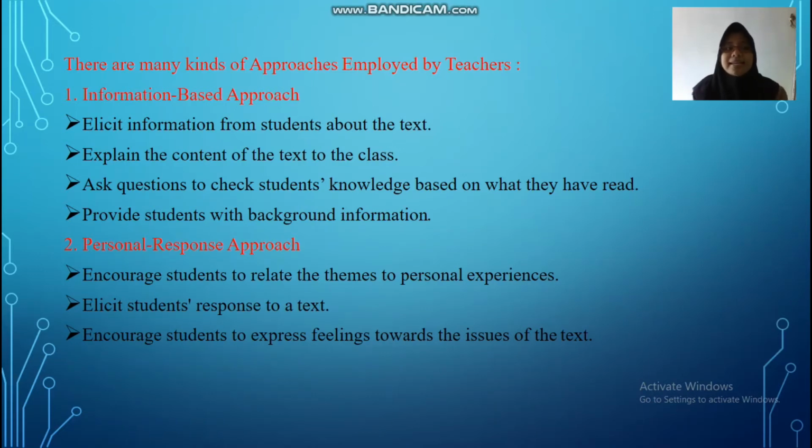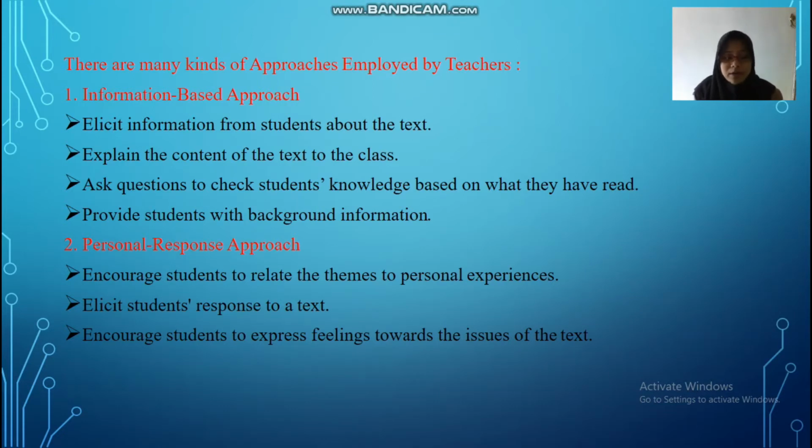The first one is the information-based approach. In the information-based approach, there are several points. First is to elicit information from students about the text, and then explain the content of the text to the class, and ask questions to check students' knowledge based on what they have read, and last is to provide students with background information.